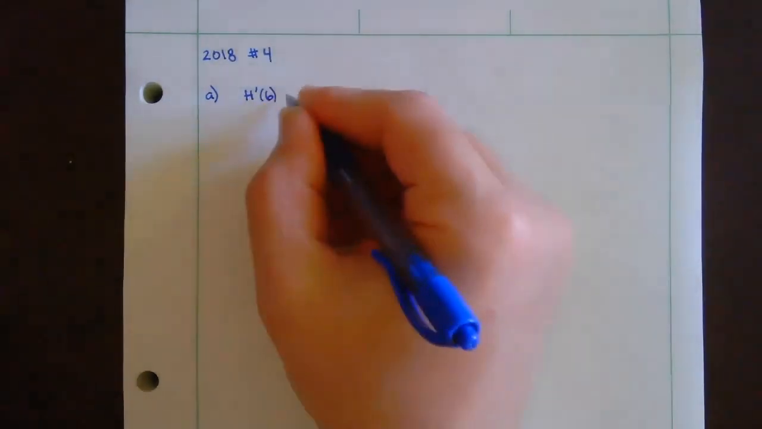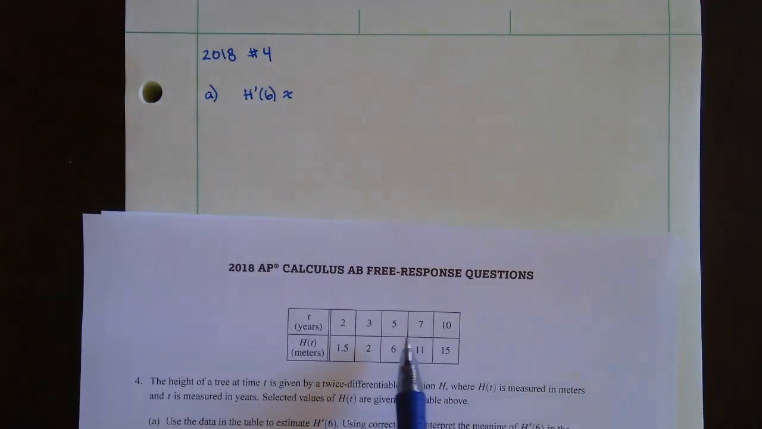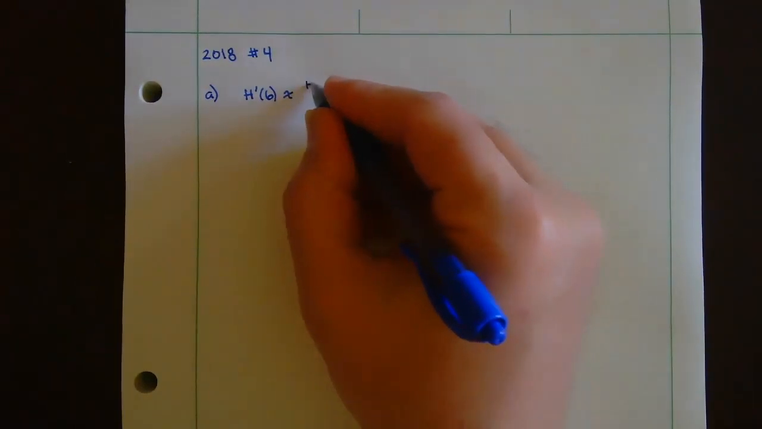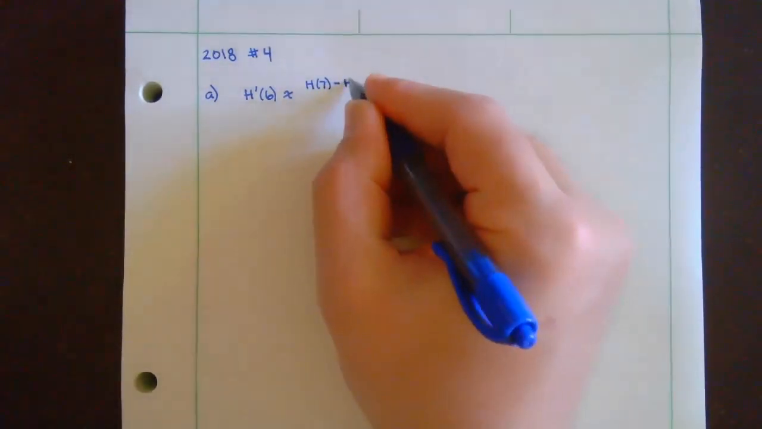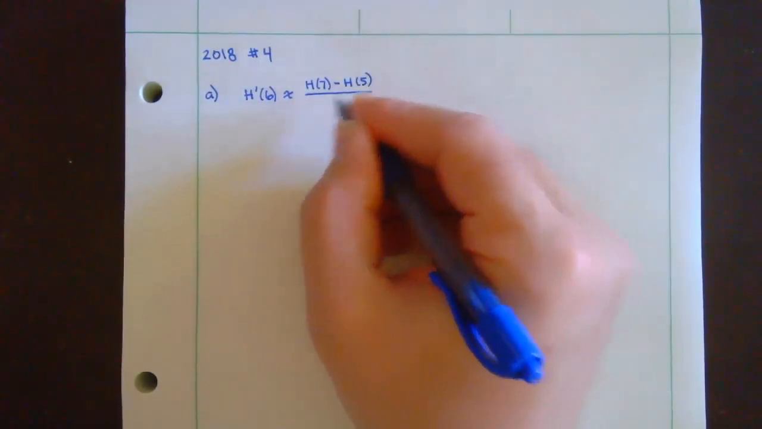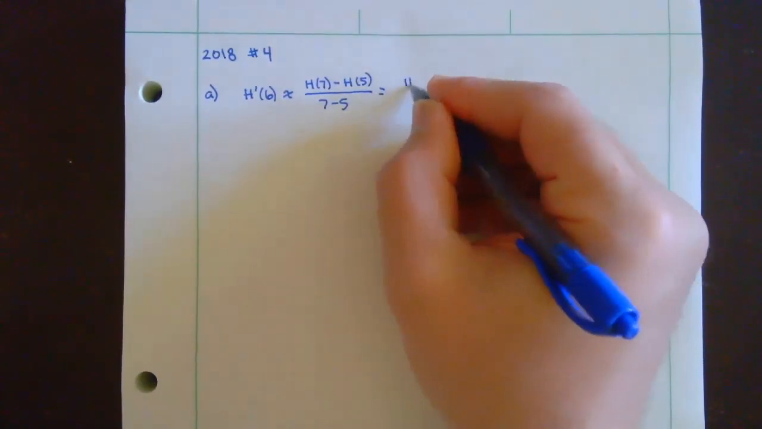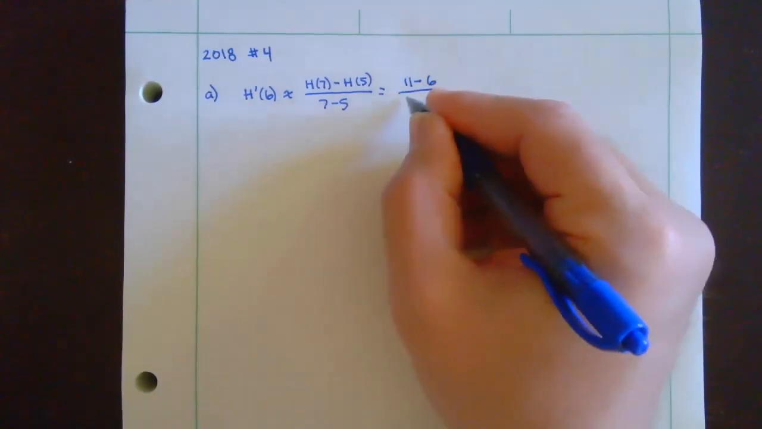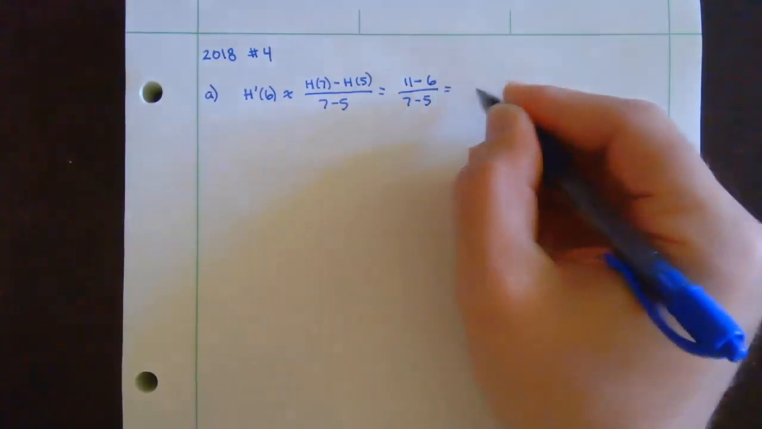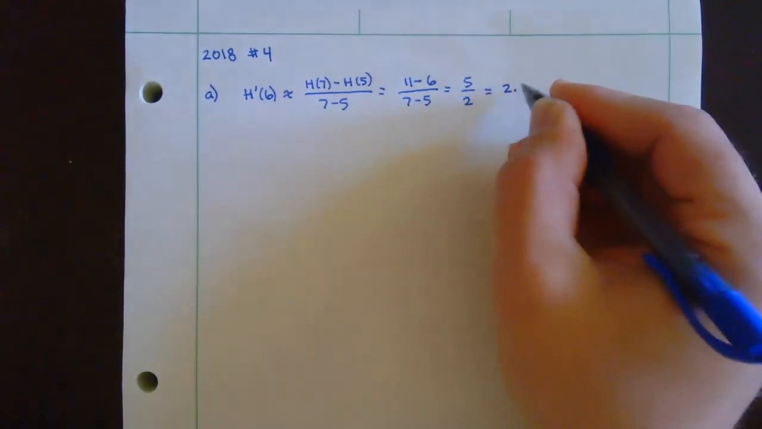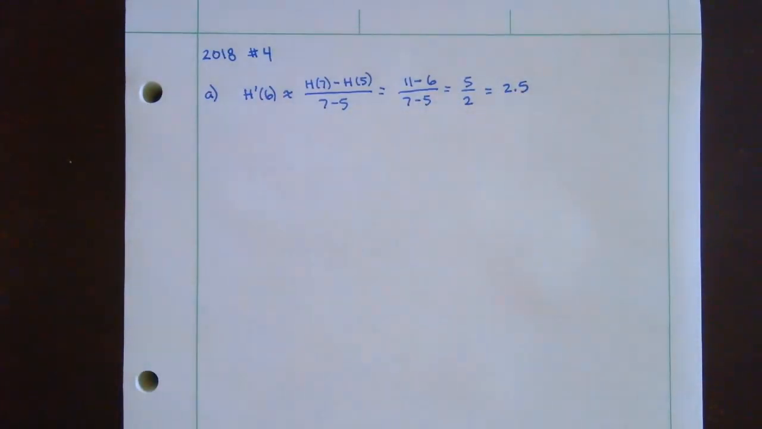So h prime of 6 is approximately, okay, since we want to do it at 6, then what we want to do is pick 6, and it's between 5 and 7, right? So we want to use these two values, okay? So we want to do h of 7 minus h of 5 over 7 minus 5. That's just slope, right? Okay, and then h of 7 is 11. So 11 minus 6 over 7 minus 5. 11 minus 6 is 5. 7 minus 5 is 2, right? So this gives you 2.5, okay?